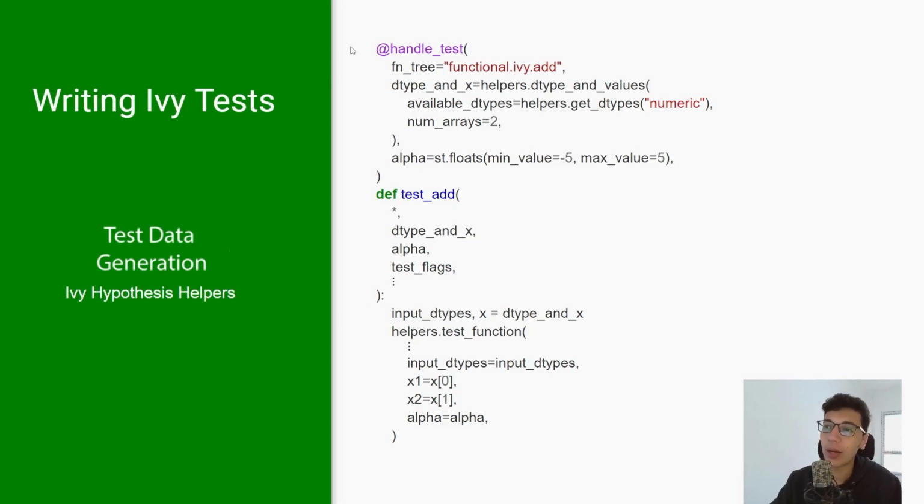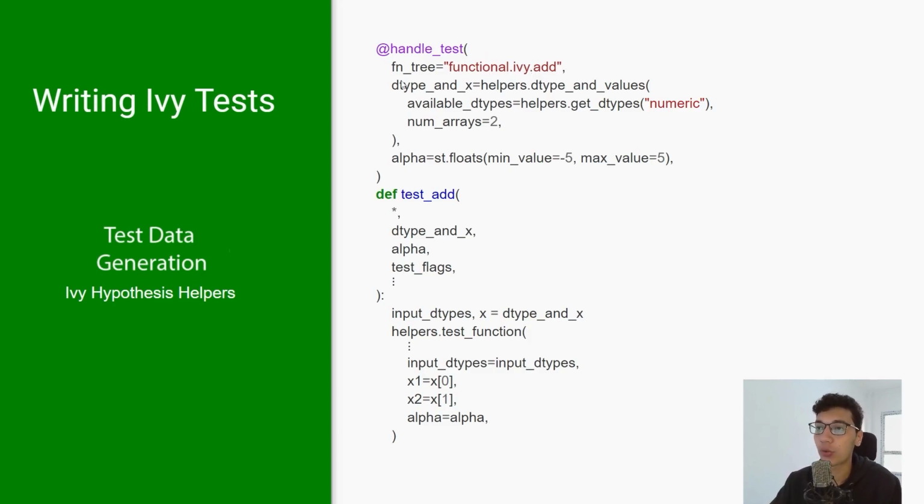So now looking at how to write an IV test, we have to use the handle test decorator, and handle test works the same as the given decorator from hypothesis. It accepts the strategies, but also quite a few more parameters that help us in the testing itself. So the first parameter we have to define is the function tree, and that is the full function path that we can call the function with. So iv.add is located under the functional sub-package in iv, and that's why we say functional.iv.add.